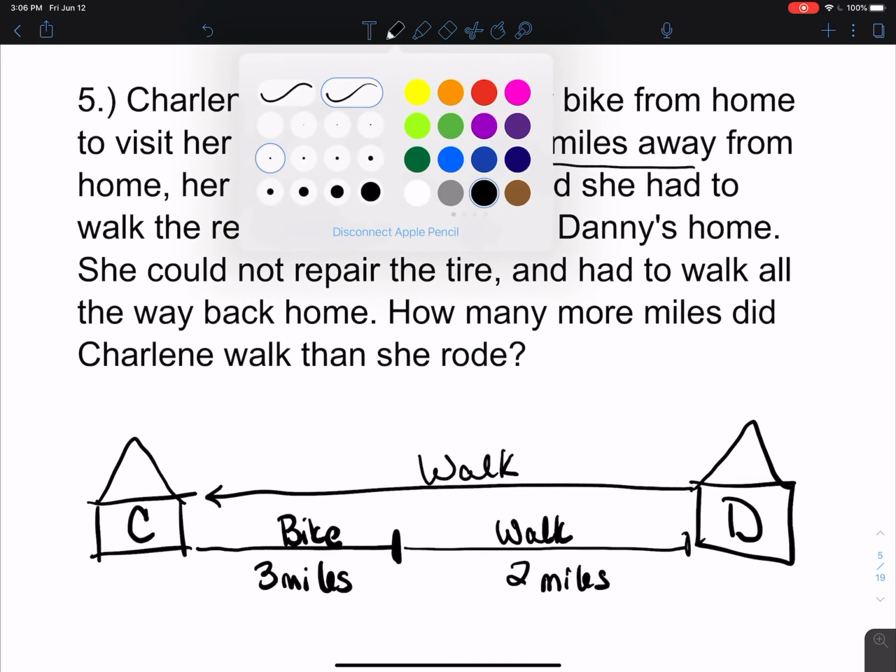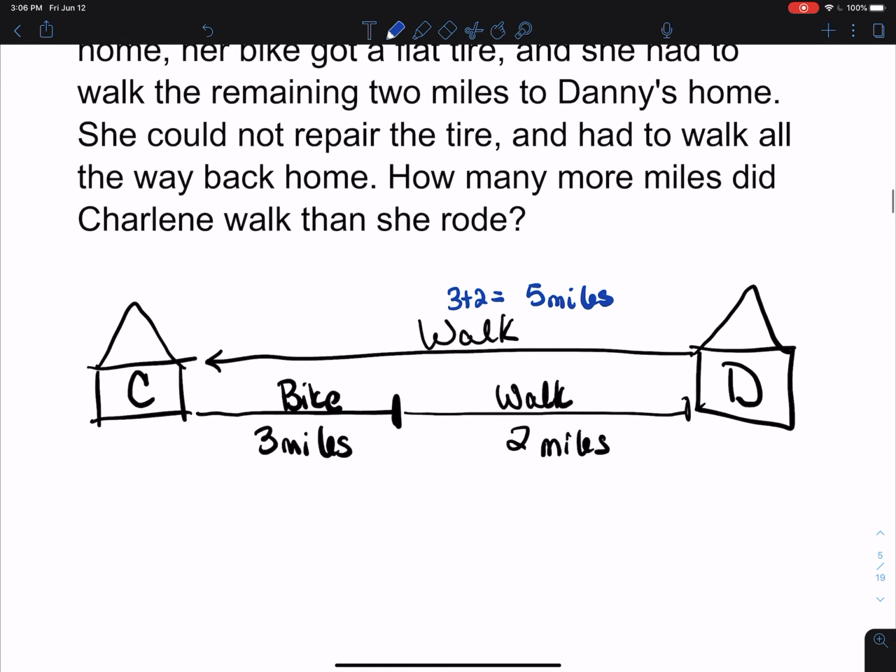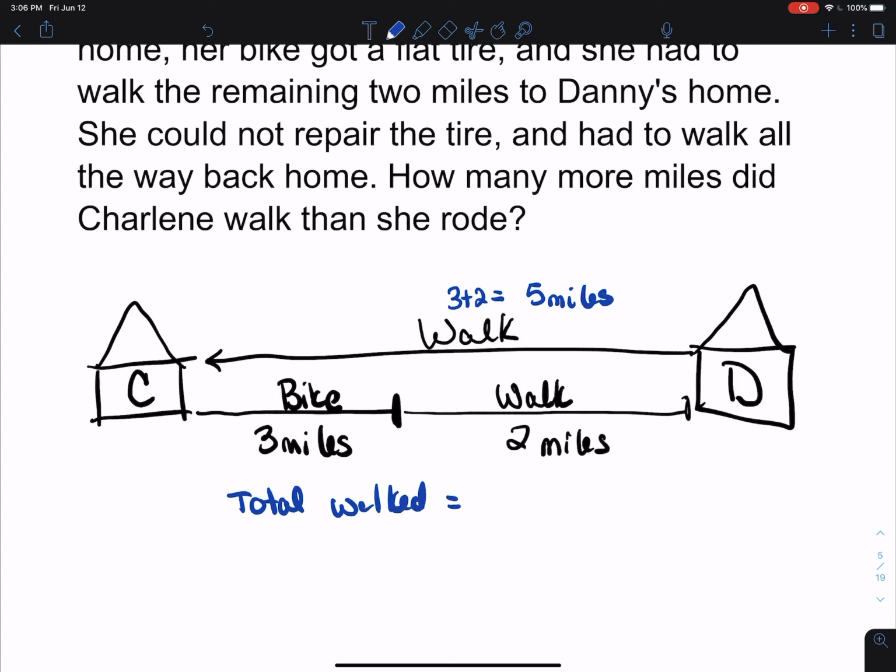So the first thing I need to do is figure out how much she walked home. If she biked 3 miles there and walked 2 miles there, then I can just add them to figure out that she walked 5 miles home. So if I try to figure out the total amount she walked, I'm going to add the 5 miles that she walked home and the 2 miles from the way there and find out that she walked 7 miles.